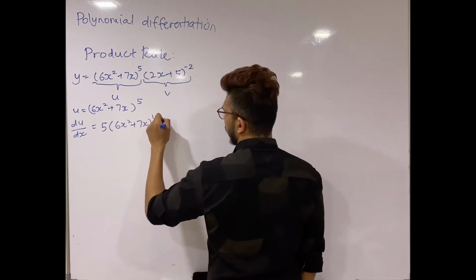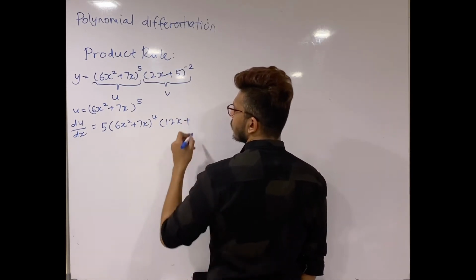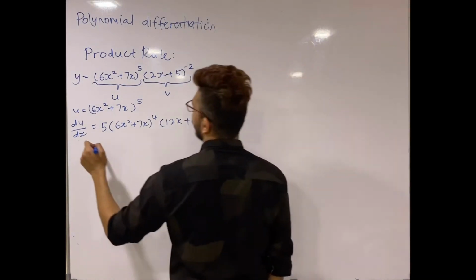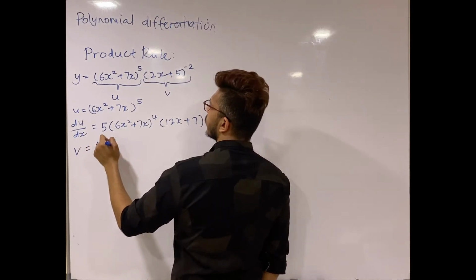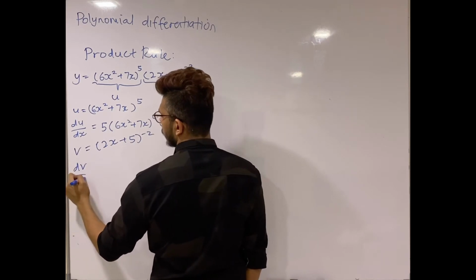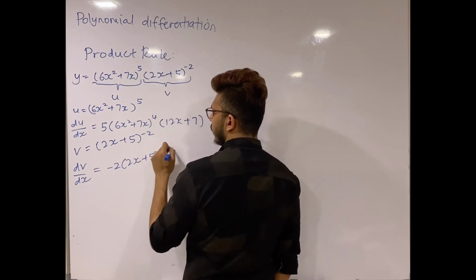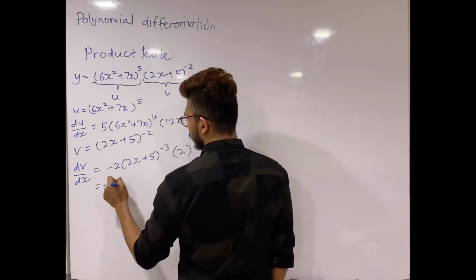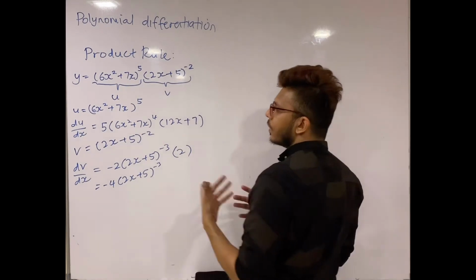If you differentiate inside, you get 12x plus 7. Okay, now your v is going to be (2x plus 5) to the power of -2. Differentiate that, you will get -2, power of -3. Differentiate inside, you get 2. So now that you have everything here, plug it into the formula.